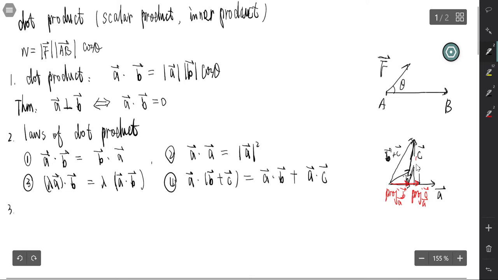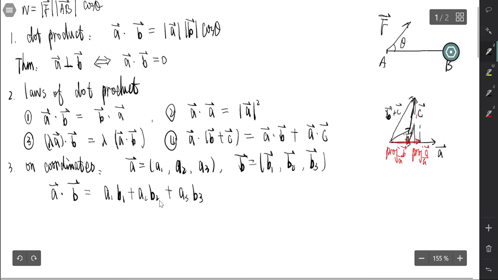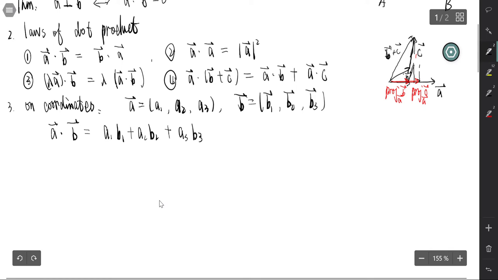And on coordinates, the dot product is easier to compute. If A equals A1, A2, A3, just the coordinates and not vectors, and B equals B1, B2, B3, then A dot B equals A1 B1 plus A2 B2 plus A3 B3. On coordinates, the inner product or dot product is very easy to compute.